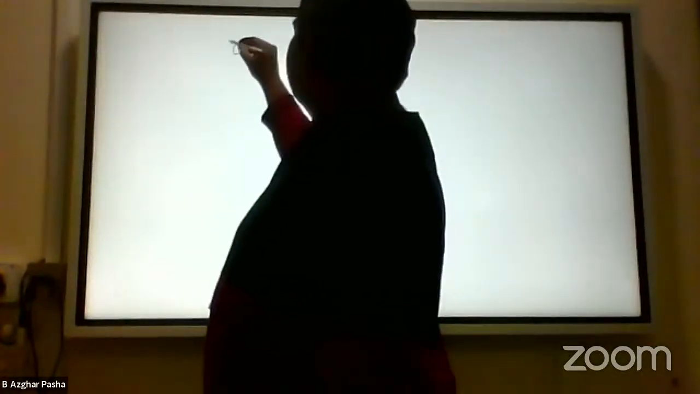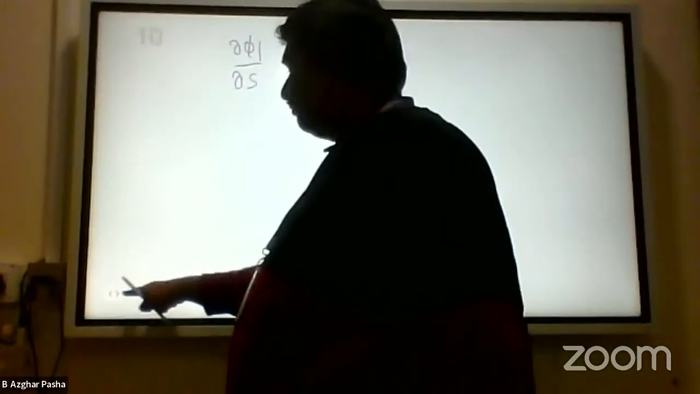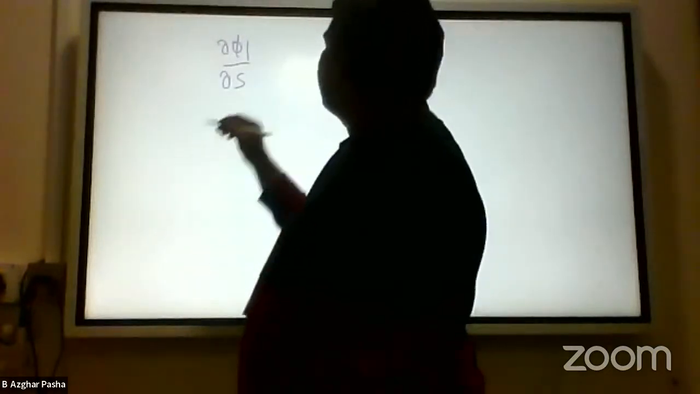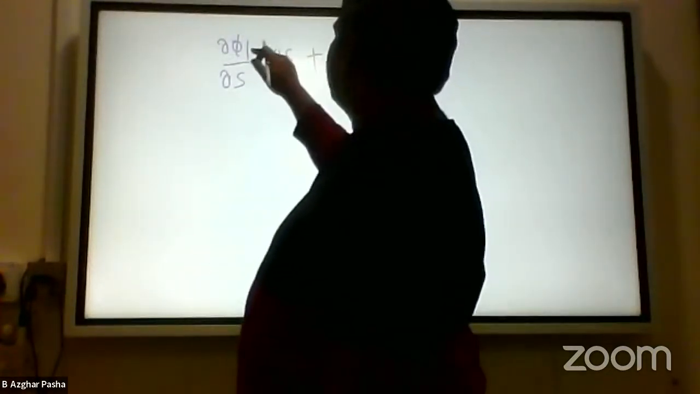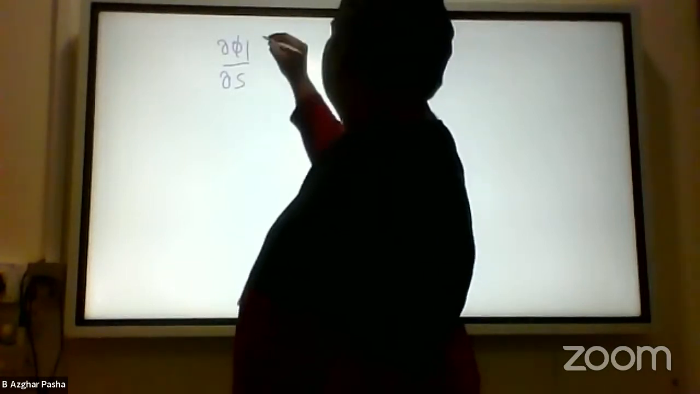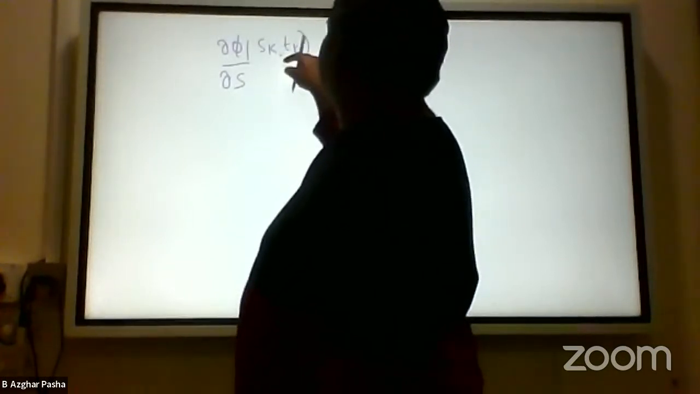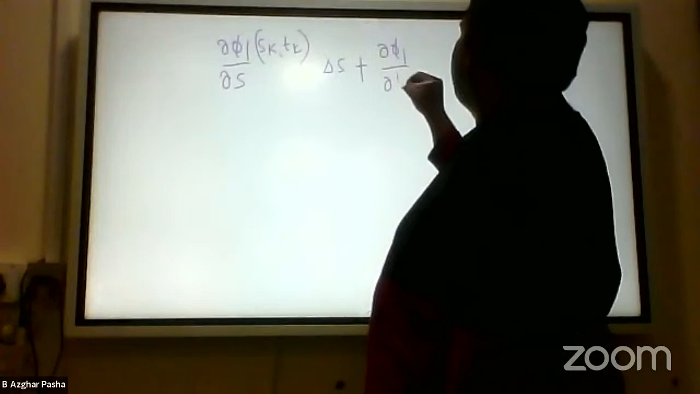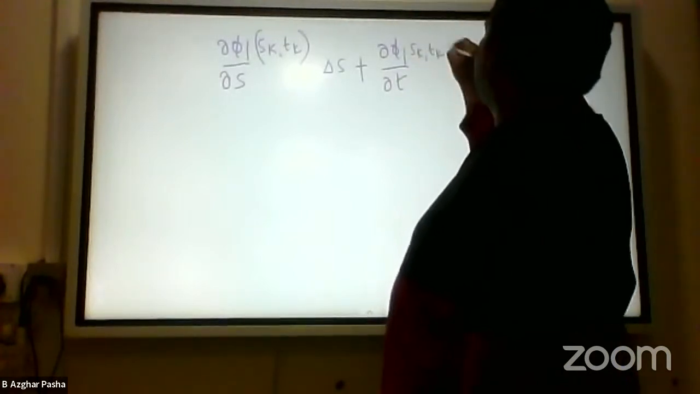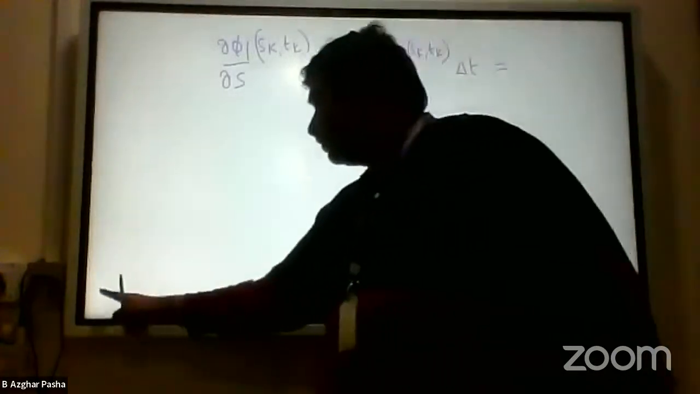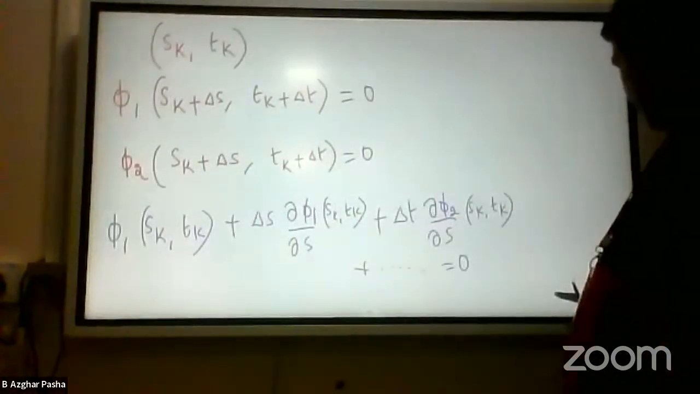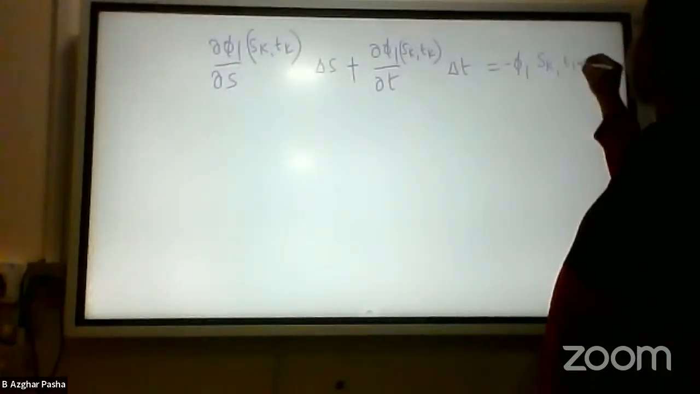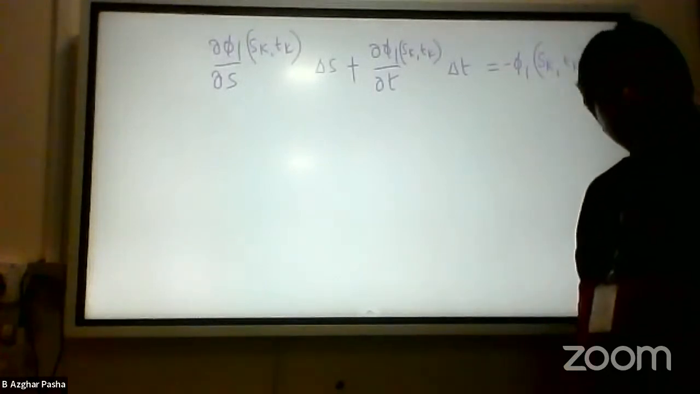Dou phi1 by dou S is known, which means we can determine it by solving the initial value problem. Dou phi1 by dou S into delta S, of course, at SK comma TK, plus dou phi1 by dou T at SK comma TK into unknown delta T is equal to, shifting this to the right hand side, minus phi1 of SK comma TK. So I have one equation.